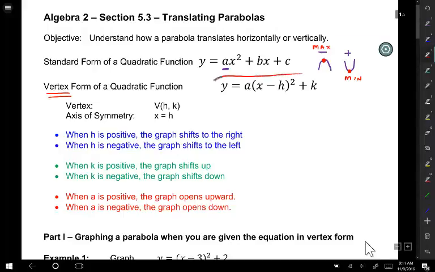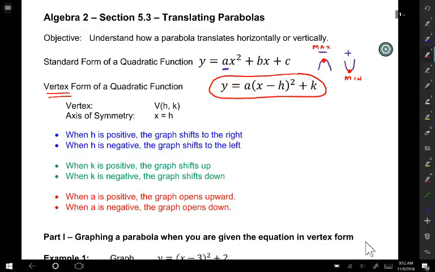Here's our standard form of what we call the vertex form. I want you to notice the x minus h in the middle and the plus k. That's the location of the vertex. H, comma, k. You with me? H, comma, k. And the axis of symmetry is x equals h. So graphing today is going to be really straightforward and pretty simple to do.